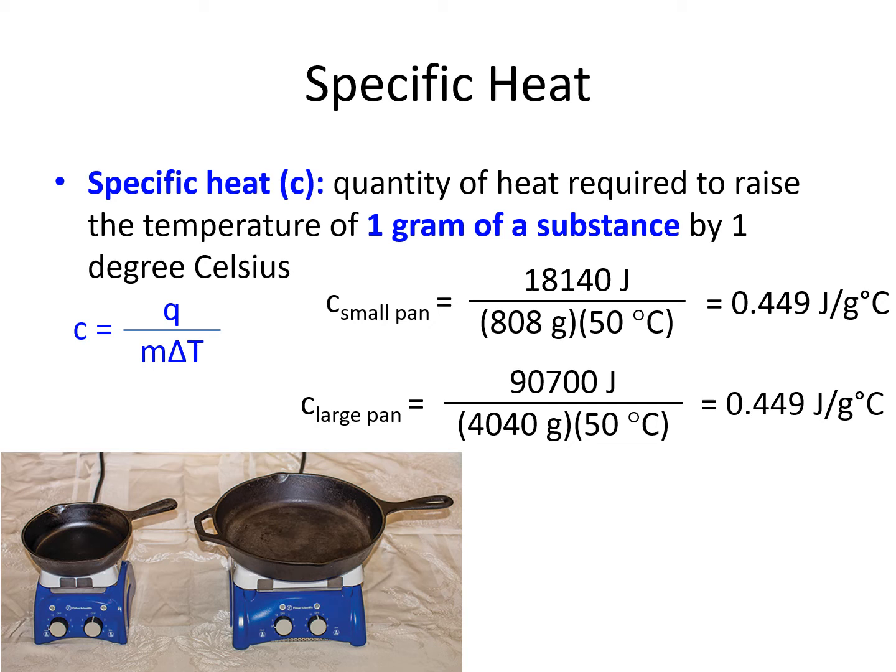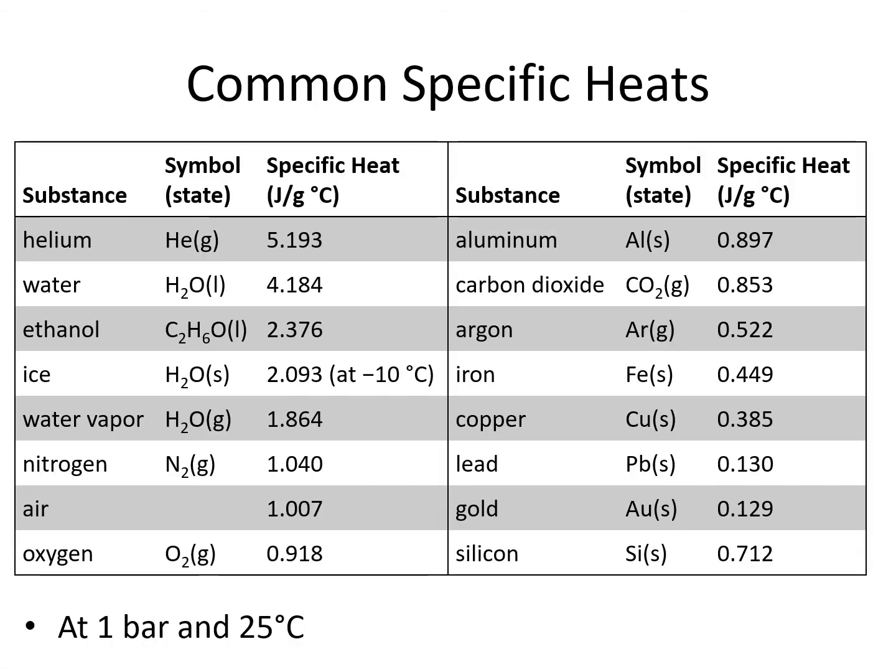Specific heat is a constant for any particular type of substance. So water will have a particular specific heat, iron will have a different specific heat, steel would have its own specific heat. All sorts of things have a constant specific heat. We can look up specific heats in a table such as this one. This table is in your slides for you to reference as you're doing your homework problems.